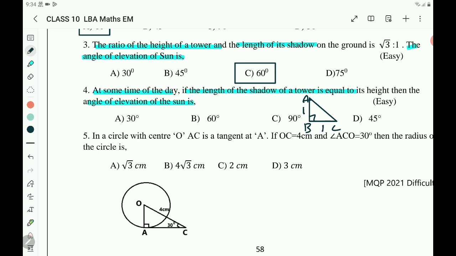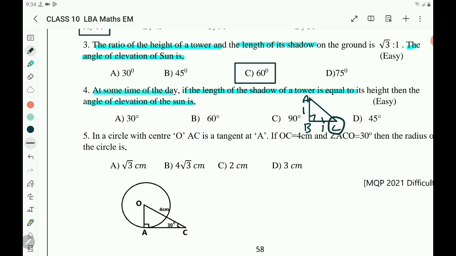Then what can you clarify here? The sides AB and BC are equal. Then what is the measurement of the angle here? Both of the remaining angles of the right angle triangle are equal to 45 degree. That also you can verify here.